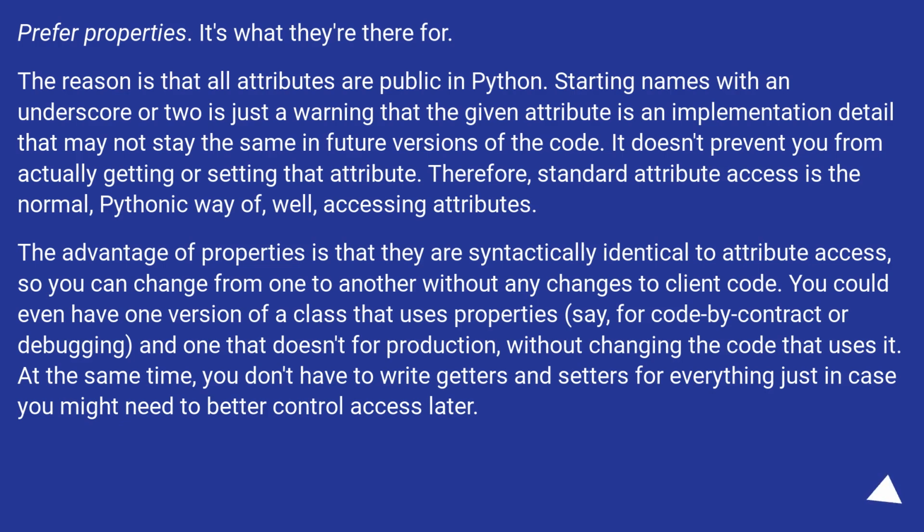The advantage of properties is that they are syntactically identical to attribute access, so you can change from one to another without any changes to client code. You could even have one version of a class that uses properties, say, for code by contract or debugging, and one that doesn't for production, without changing the code that uses it. At the same time, you don't have to write getters and setters for everything just in case you might need to better control access later.